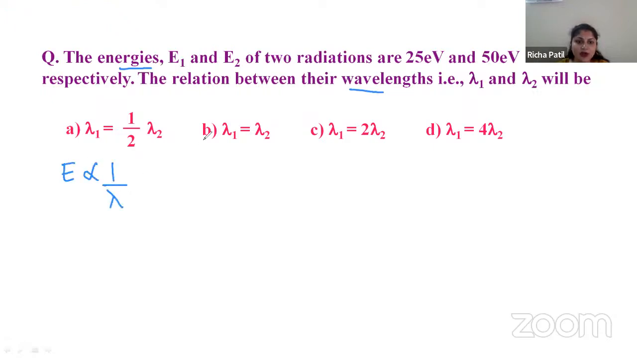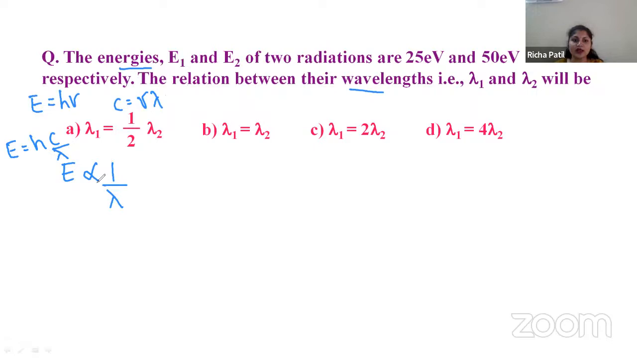How do you get to know? See, how is energy given? Energy is equal to h mu. How is the relationship between mu, lambda and velocity? It is c equals mu into lambda. So by substituting the value, you will see that E equals h c by lambda. So this is inversely proportional. So E is inversely proportional to lambda.